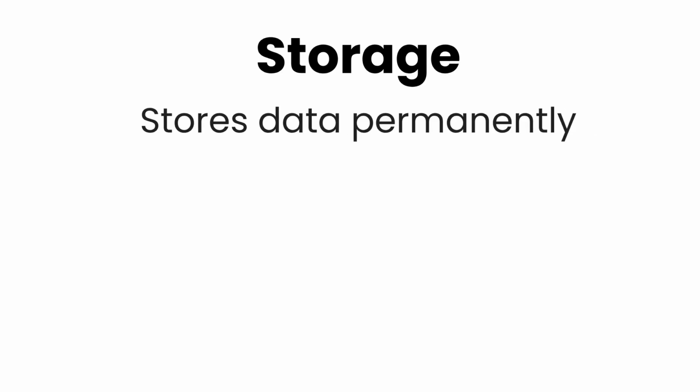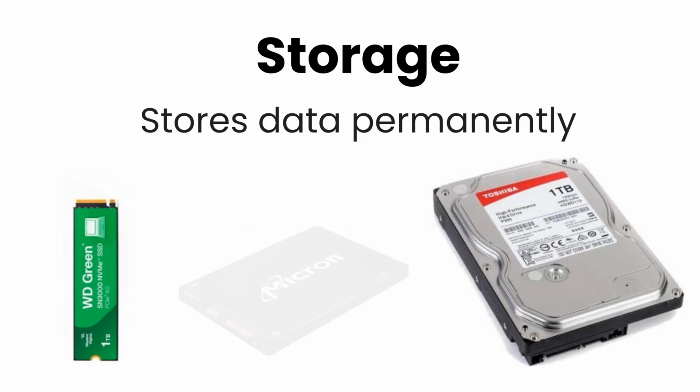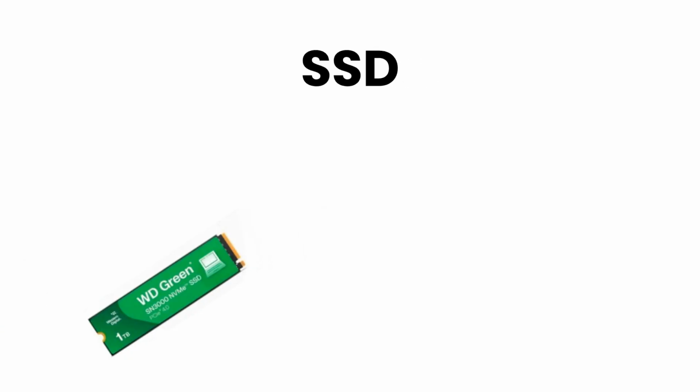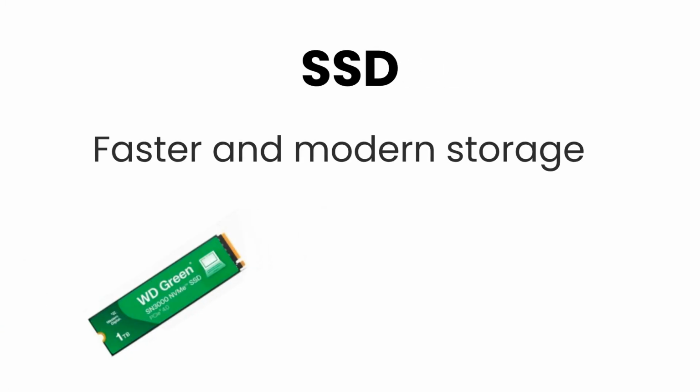Storage devices store data permanently, even when the computer is turned off. Examples include solid-state drives and hard disk drives. The hard disk drive, or HDD, is a slower form of storage but often provides more storage capacity for your files. The solid-state drive, or SSD, is a faster and more modern storage technology, offering quicker access to data and improved performance.